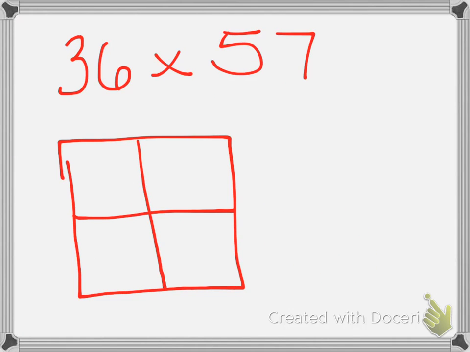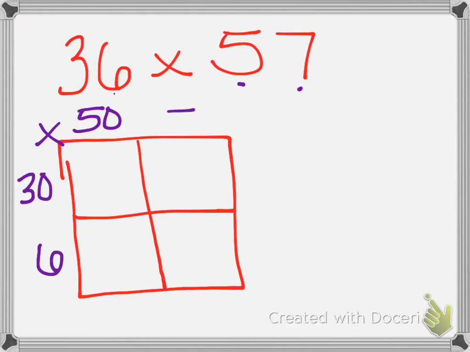Another example with a 2-digit times a 2-digit. I ask the students, what is the 3 really worth? It's worth 30. What is your 6 worth? 6. And then we'll multiply by the value of the 5, which is really 50. And then the value of the 7 is just 7.